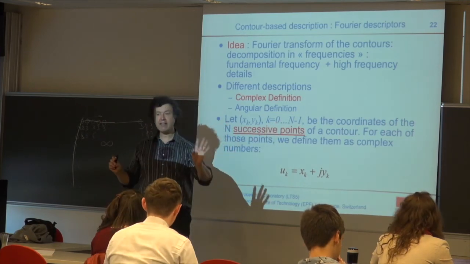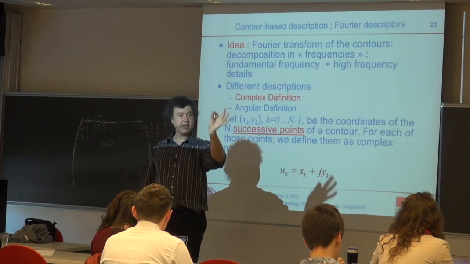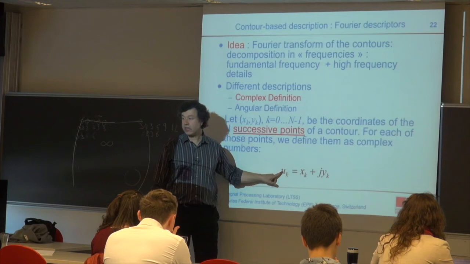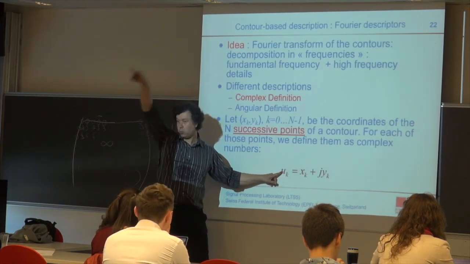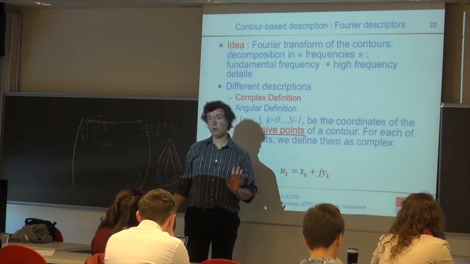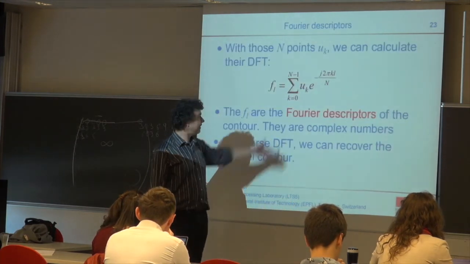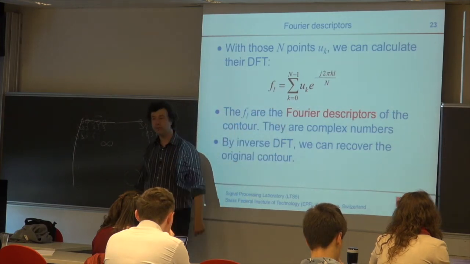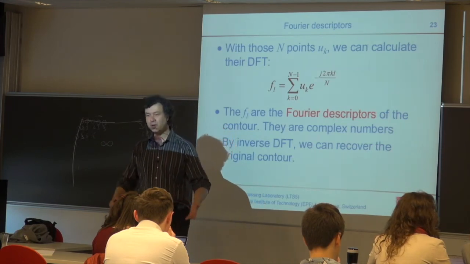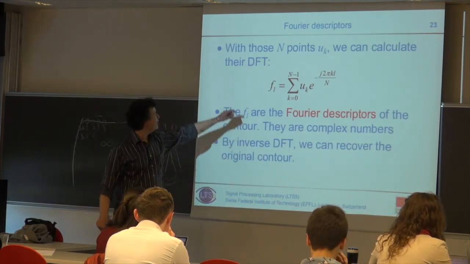But when you have done that, you start from any point, and you look, where is the next one? Where is the next one? Where is the next one? And you build this u_k for k going from 0 to what you want, each of them being a complex number. And that's it. After that, you do a Fourier transform. And you know what a Fourier transform is, because if you were at EPFL, you learned that with me. If not, too bad for you.